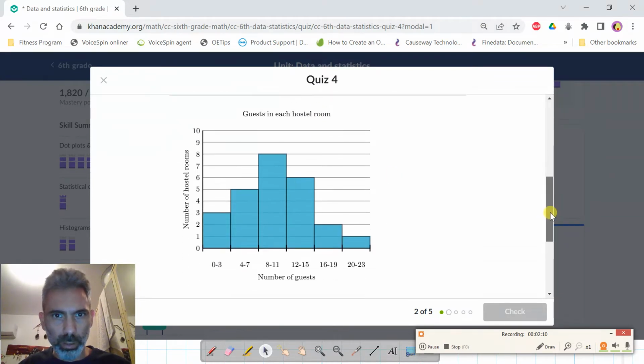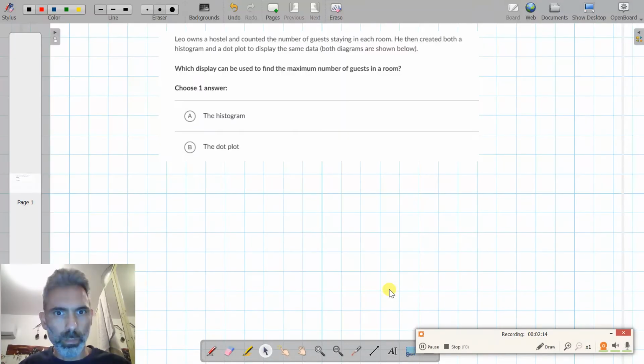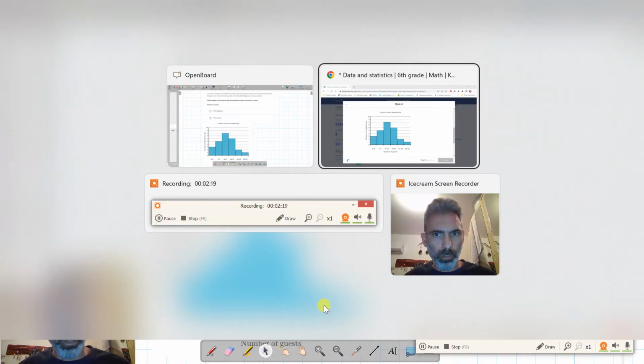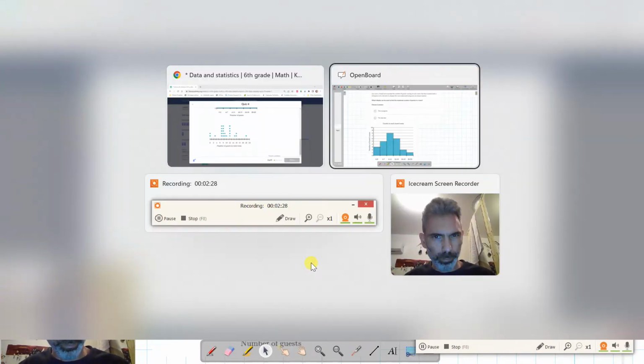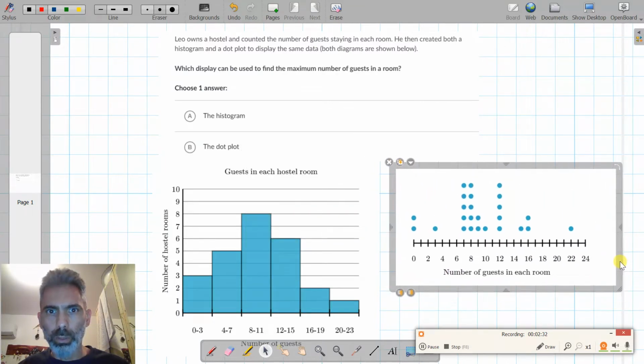This is the histogram. This is the dot plot. Okay. The question is, which display can be used to find the maximum number of guests in a room?